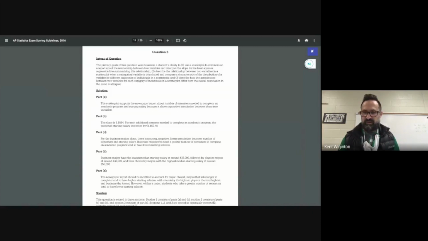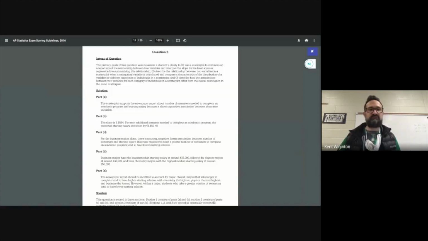So make sure that when you describe your units in terms of slope and things, you are using the correct units. It talks about that if I just look at the scatter plot, I can clearly see that there's a positive association with that graph. Part A says, does the scatter plot support the newspaper in terms of what it said about the number of semesters and starting salary? Justify your answer. What did you say? Yes. Okay, and why would you say yes?